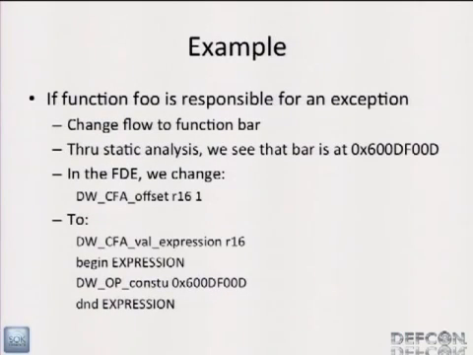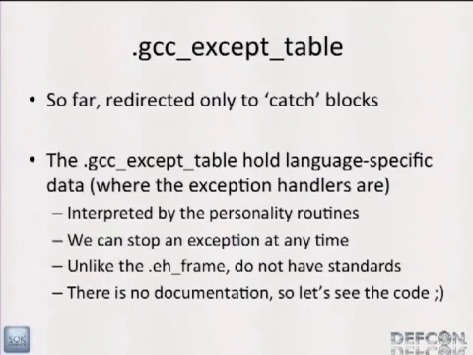So if we've got some function that's responsible for handling an exception, and we decide, hey, wait a minute, we want this other function to handle the exception instead, we can just set up the DWARF instruction in an FDE to, instead of reading R16, which is the program counter register, from the stack, set it to some hard-coded value, and then the unwinding will proceed to the function we wanted it to.